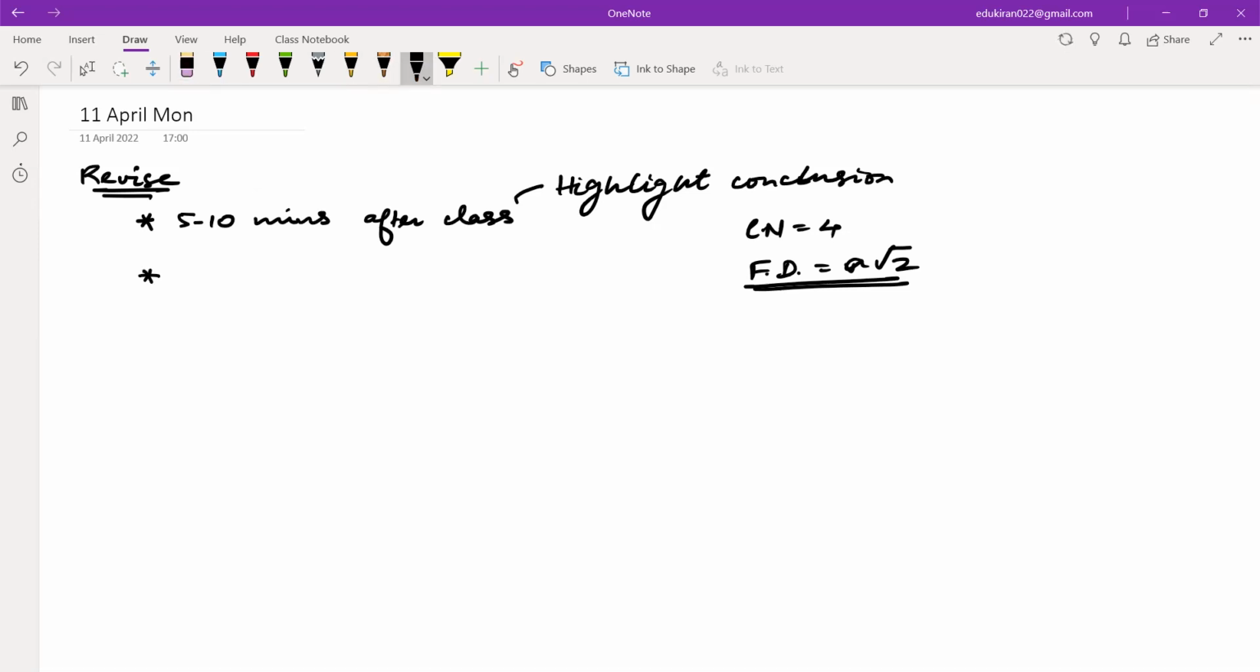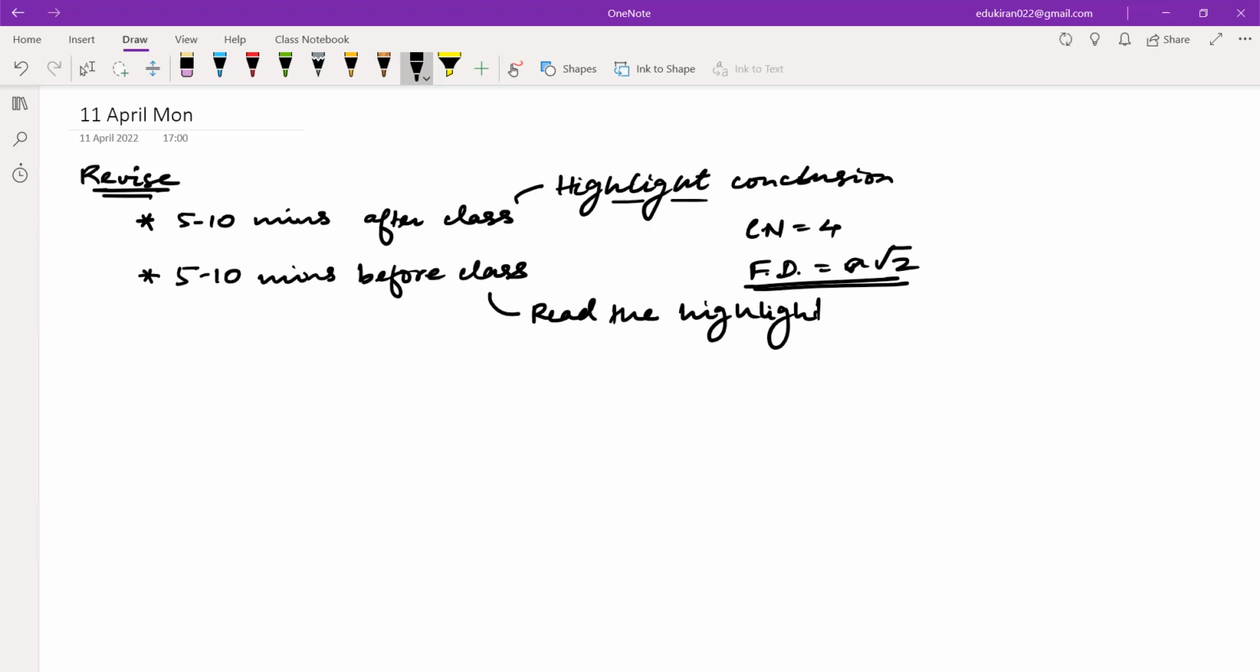And then 5 to 10 minutes, you try to do this before class. So after today's class, what will you do? You will highlight all the conclusions and all the concluding parts. And on Wednesday, before the class, you will take your notebook 5 or 10 minutes before, and then you will just read the highlighted part.